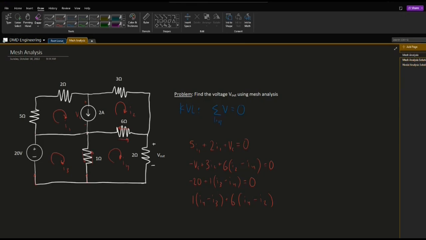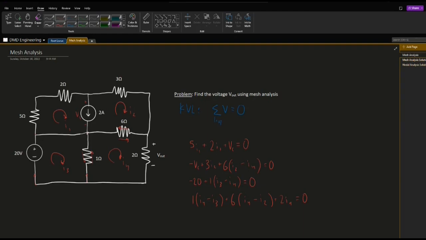And then last side, the right side of the I4 loop is just going to be plus 2 I4, and that is equal to 0. Now we see that we have 4 equations from our 4 meshes, but if we look at the number of variables we have I1, I2, I3, I4, and this VC that we defined. That's 5 unknowns, and we only have 4 equations.